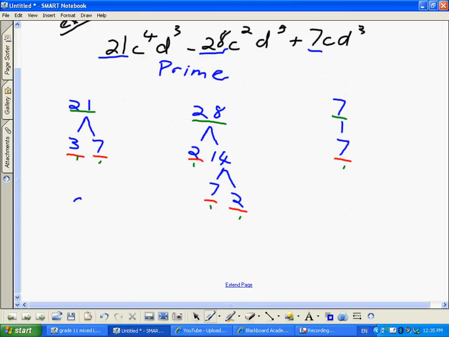C to the 4th can be broken into C squared, which can be broken into C and C, C and C. Well, those are primes, and look at that. I have C written 1, 2, 3, 4 times. If I just look at the exponent, I can just know to write the variable that many times, okay? So that's a trick when we're doing the prime factoring way to do this.